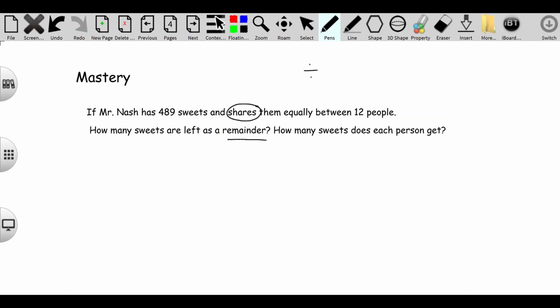Because you cannot equally share 489 between 12. There will be remainders. Oh dear. How many sweets does each person get? So that's your mastery for today.